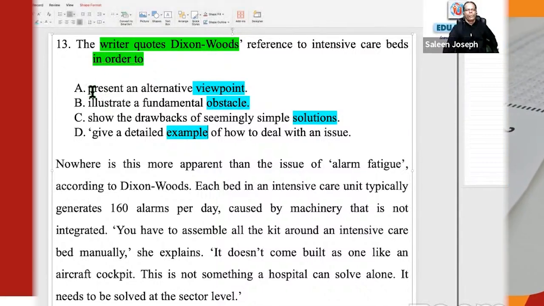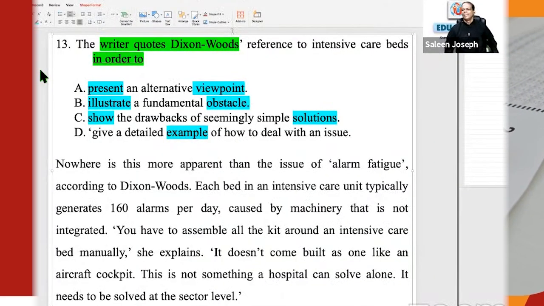Do they present a viewpoint or do they illustrate? Illustrate means establish, explain, give examples. Show the drawbacks of seemingly simple solutions. Do they speak anything about the drawbacks of solutions? No solution. They are saying we have to find a solution, which is not possible. This is not something a hospital can solve alone. The solution has not yet happened, right? So you cannot speak about the drawbacks of solutions.